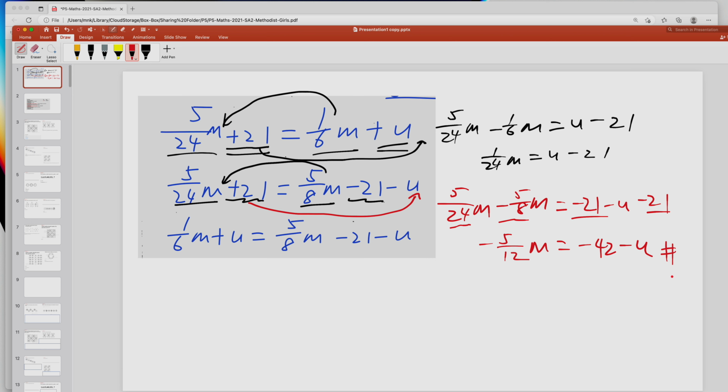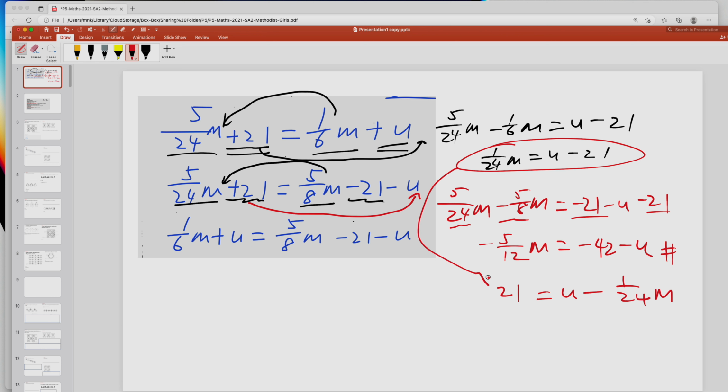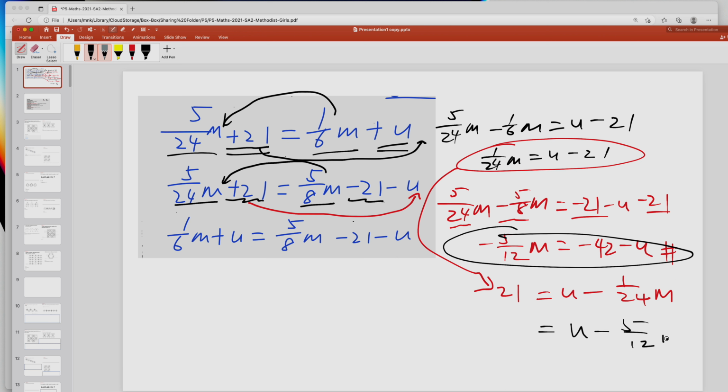Okay? Now you can solve questions already. So what you do is, this one is actually equals to 21 u minus this one. Then this one is u minus 5 over 12m equals to 42.